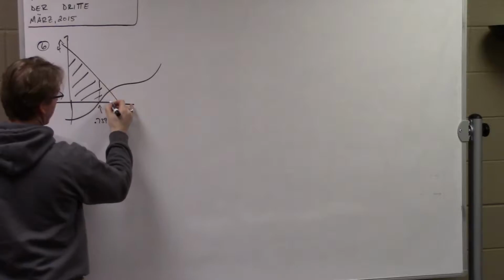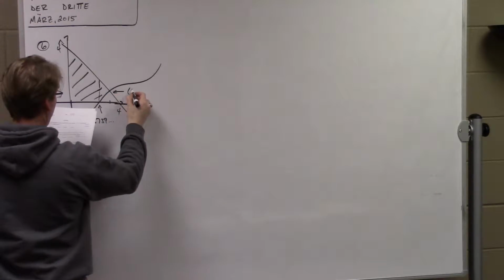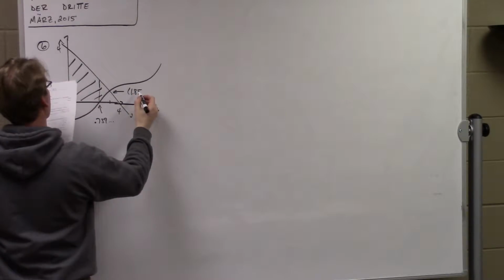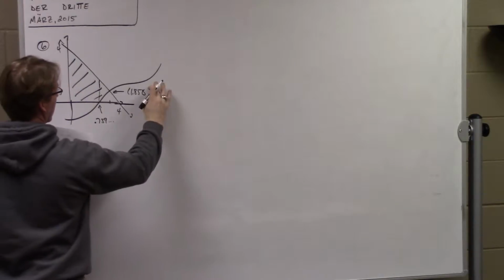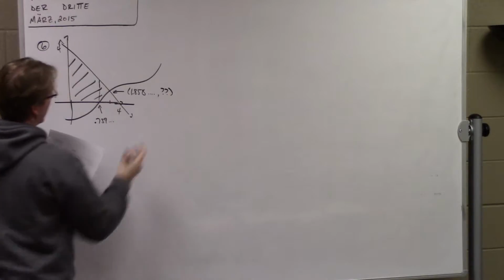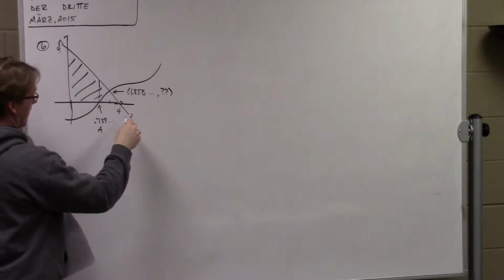And then this place where these two meet is at 1.85, can't read my writing, 8. And then there's a y value, but I don't really care about that. So you need to set this up in two integrals. Let's call that A, let's call that B.